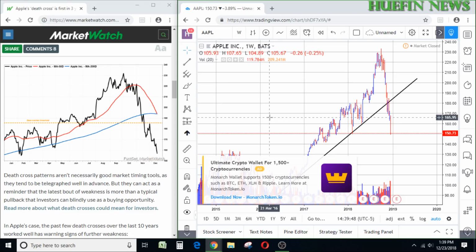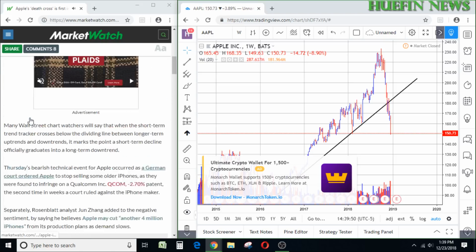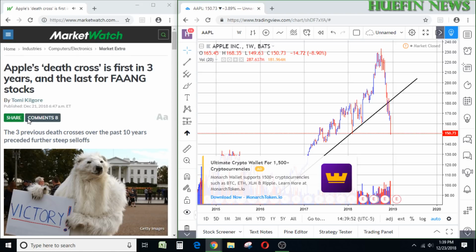Now, this is an article from Market Watch. We're going to go ahead and talk about some of the negative things mentioned in this article for Apple stock. This is the first time in 3 years that Apple has endured a death cross, so we definitely need to keep our eyes on that for the long term.